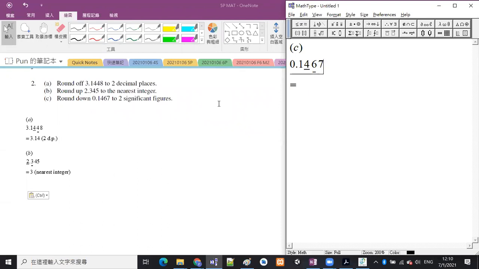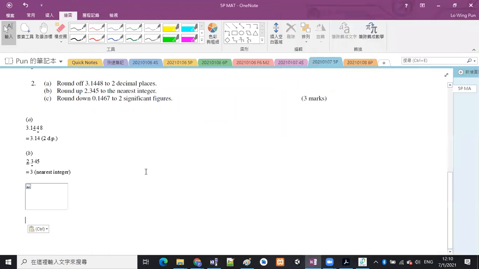So the answer is 0.1. Do not add 1. Just copy this. Okay, and then all the numbers behind are just ignored. Okay, and that is correct to 2 significant figures. Okay, so that is the answer of part C. Can you get this?